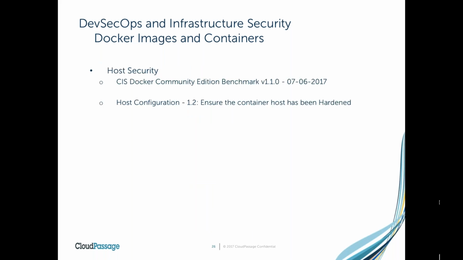As we move to wrap up, we talked a little bit about host security earlier. One of the things that the CIS benchmarks for Docker mention in section 1.2 is host configuration, and again, ensuring that the container host has been hardened. So what we look at here and what we recommend is finding a system where you have one platform that provides information and security for your hosts, as well as your images and the containers that are run from those images.